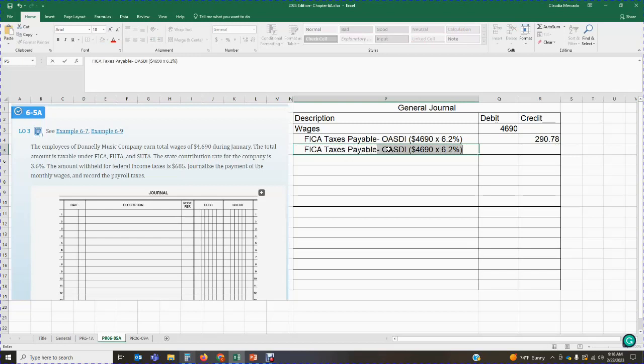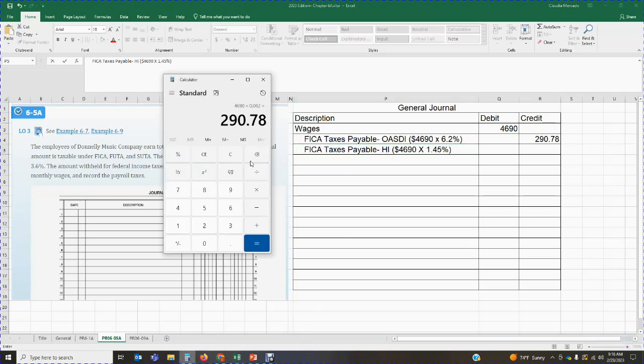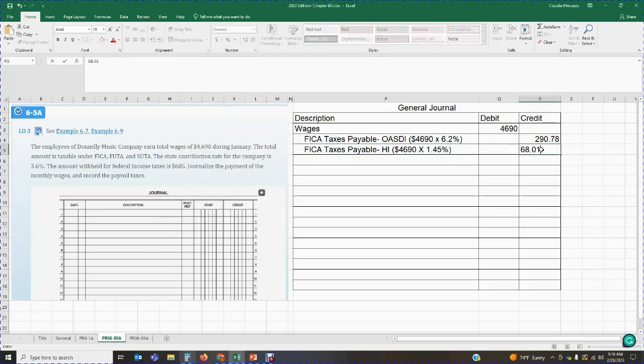But now we're going to do HI, okay? So, once again, we're going to get the wages of $4,690 and we're going to multiply it by 1.45%, which is my HI rate, okay? So, let me get my calculator. So, we have $4,690 times 1.45%. And that gives me 68.005. Be very careful. That third digit is a 5, which means I'm going to round up to 68.01. Okay?